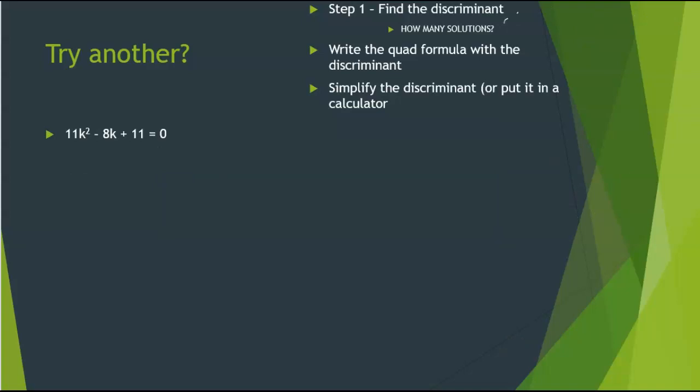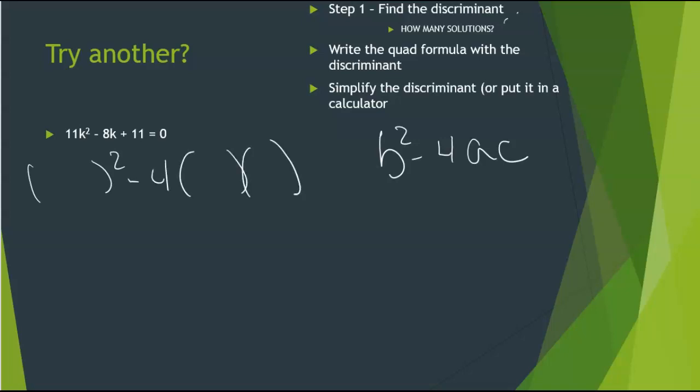How many solutions? b squared minus 4ac, right? That's the discriminant. b squared minus 4ac. b is -8, a is 11, c is 11. -8 squared is 64. Bring the minus down. 4 times 11 times 11 is 484.